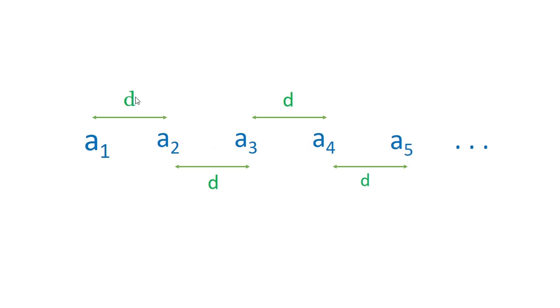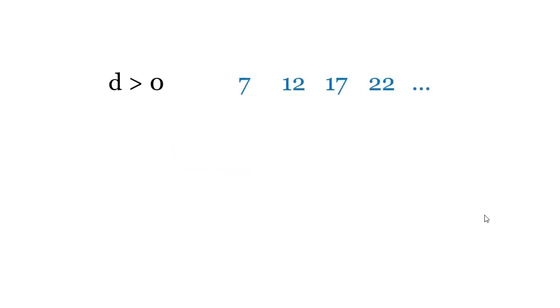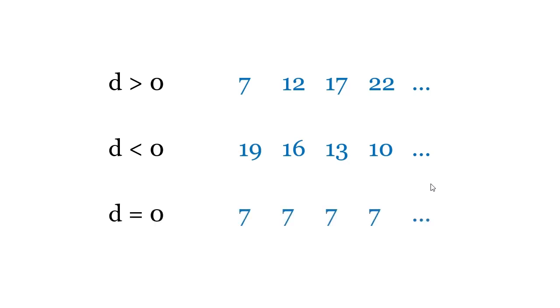And this is known as the common difference, which can be positive, like the example that we just saw. It can be negative, like here we start with 19, then the difference between all of the successive terms is minus 3, or it can also be 0. So far so good, but then what is a permuted arithmetic sequence?